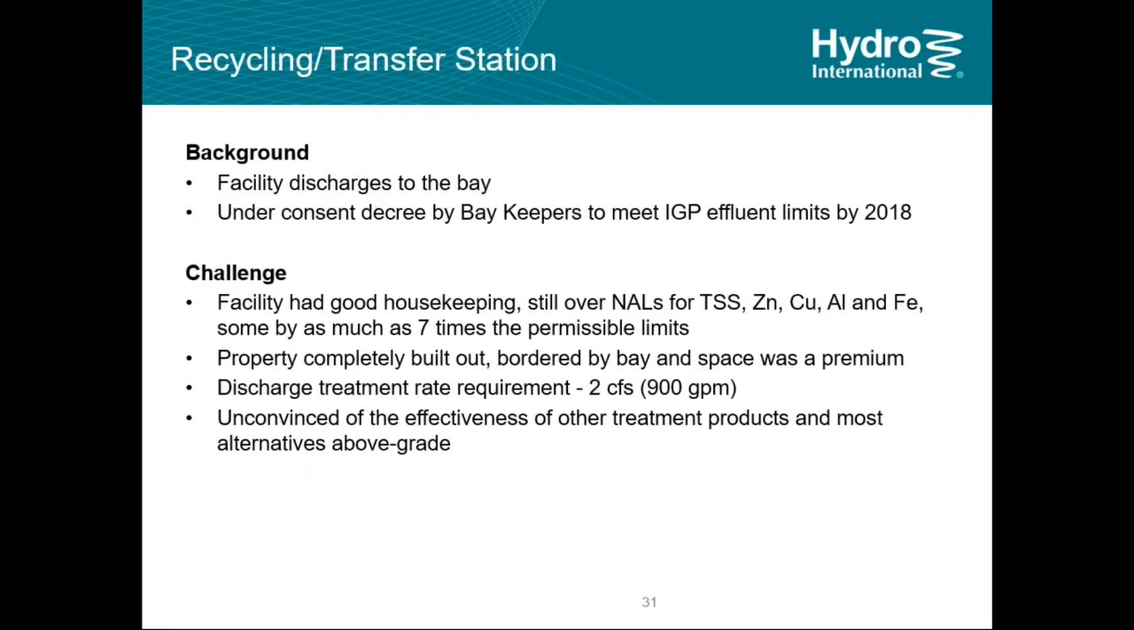The discharge treatment rate was 2 CFS. So what's the big deal there? Well, as far as treatment goes, that's a relatively large treatment flow. So that was a challenge. The owner was unconvinced of the effectiveness of other treatment products, and most of the alternatives were above grade, and that was an issue when you're maxed out on space.